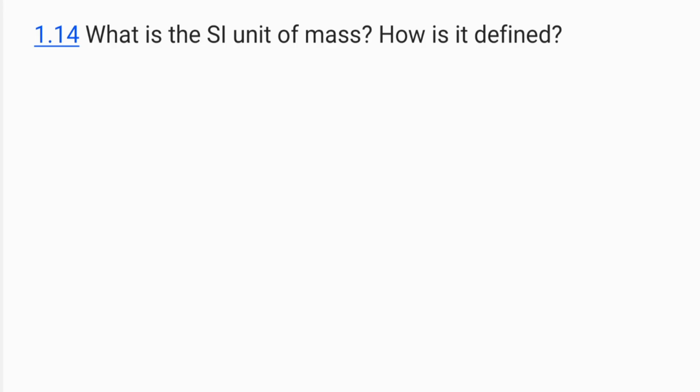Okay everyone, now our next question is: what is the SI unit of mass and how is it defined? We know that the SI unit of mass is kilogram, represented by kg. So how is it defined? Its definition is given in NCERT very well.